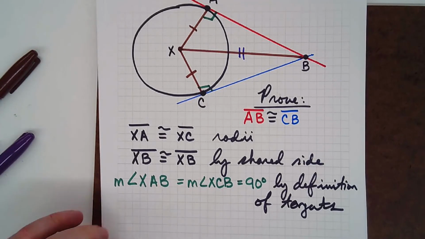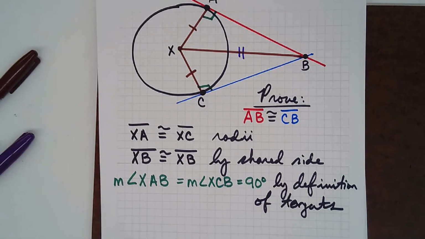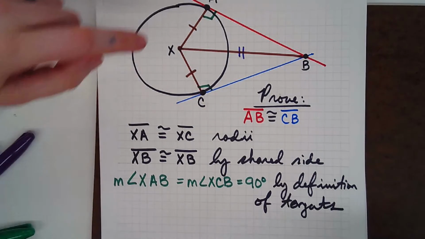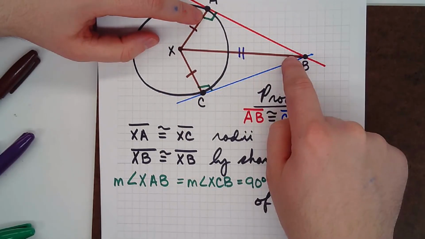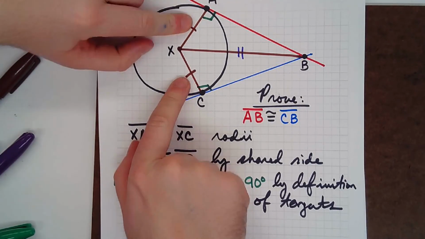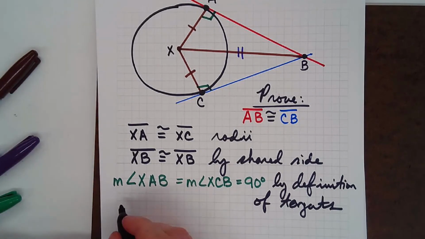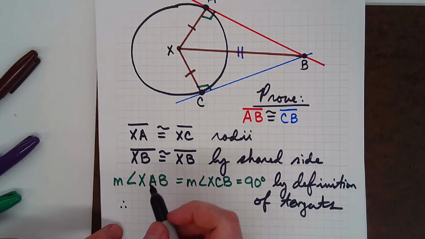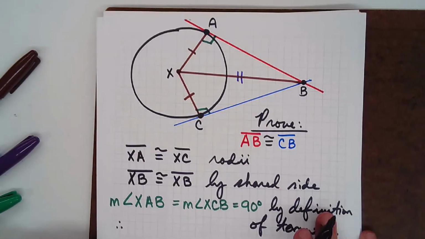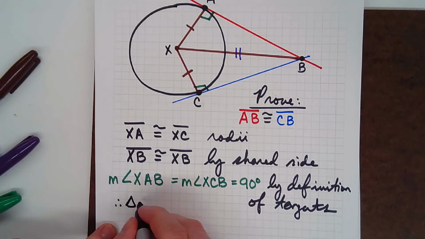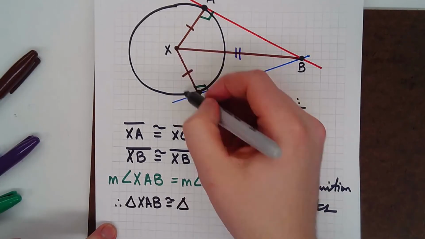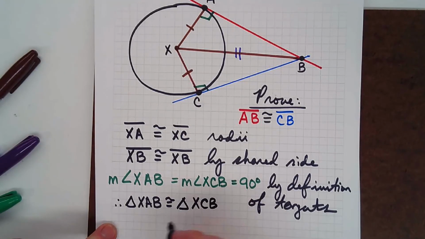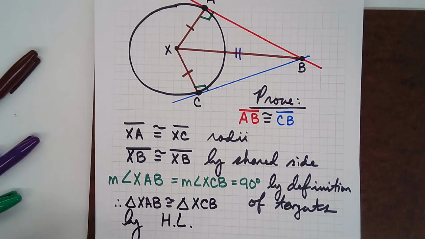So now what do we have here? Well, we have a hypotenuse leg. We have the shared hypotenuse right across from the 90, and we have two legs that match up. So therefore, these triangles are congruent. So triangle XAB is congruent to triangle XCB by hypotenuse leg, HL. Okay, cool. So that's our first setup. So we've proven the triangles not similar, but actually congruent.